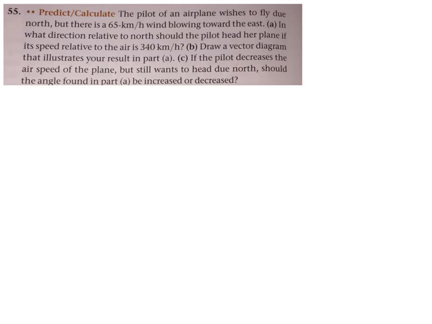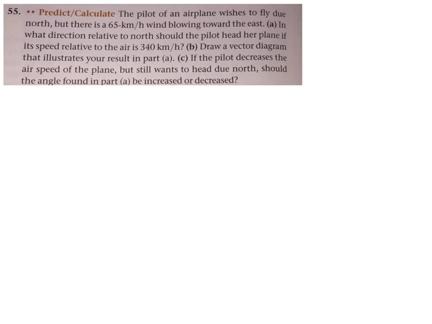Chapter 3, Number 55. The pilot of an airplane wishes to fly due north, but there is a 65 km/h wind blowing towards the east. In what direction relative to north should the pilot head her plane if its speed relative to the air would be 350 km/h? And then draw a vector diagram that illustrates your result from part A. And if the pilot decreases the airspeed of the plane, but still wants to head due north, should the angle in A be increased or decreased?